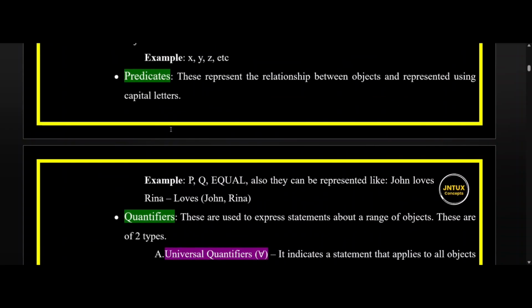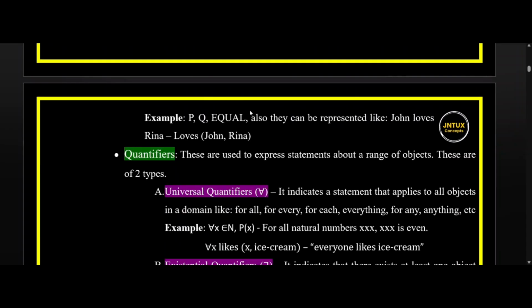The next component is predicates. These represent the relationship between objects and are represented using capital letters. They can also be represented in this form. For example, this is an example of predicates. The next component is quantifiers. These are important for your 2 marks in exams. Quantifiers are used to express statements about a range of objects. These are of 2 types.